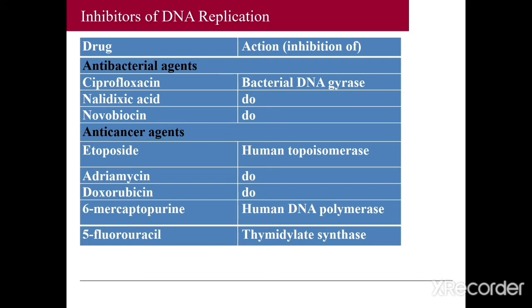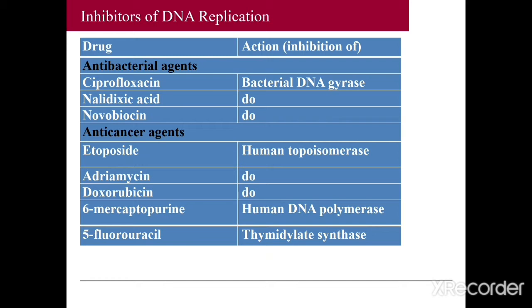Example for inhibitors of DNA replication. Certain compounds will inhibit bacterial enzyme but will not affect the human cells. Such drugs are used as antibacterial agents. Examples are ciprofloxacin, nalidixic acid, then novobiocin.